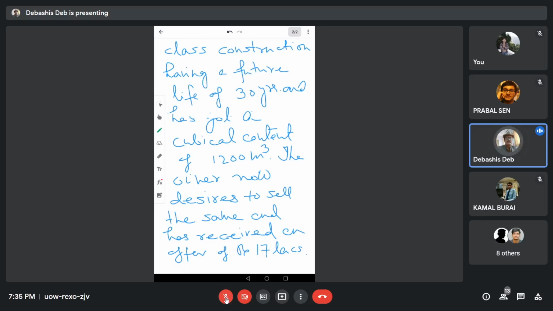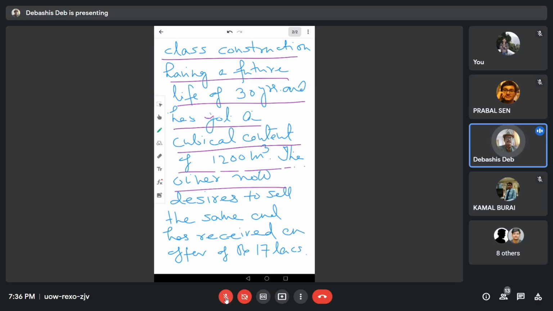Let me repeat. The bungalow is a first class construction having a future life of 30 years and has got a cubical content of 1200 meter cube. The owner now desires to sell the same, means sell the bungalow along with the land, and received an offer. Somebody has offered him, okay, you sell the property to me, I'll be paying you rupees 17 lakhs. Okay.